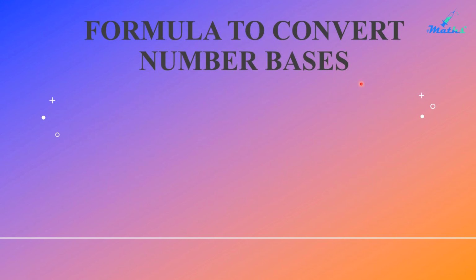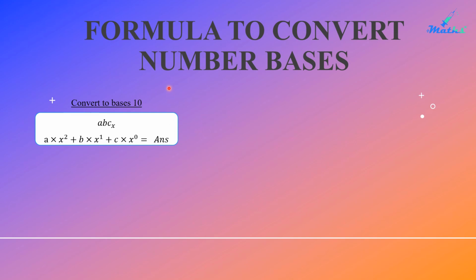After that, I would like to talk about the formula to convert number base. The first is converting another base number to base 10. As you can see here, I use 4 variables, where A, B, C are the numbers and X is the base. For the formula, you take the number C and multiply it with X power 0. X is the base number. After this, we take B.